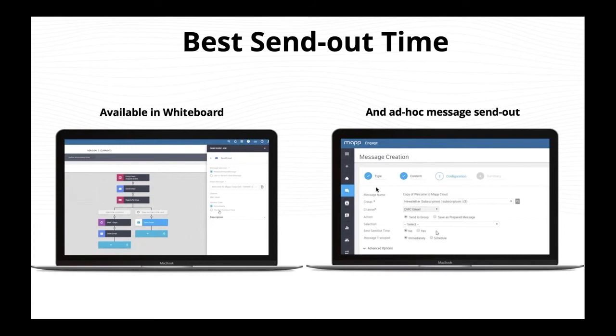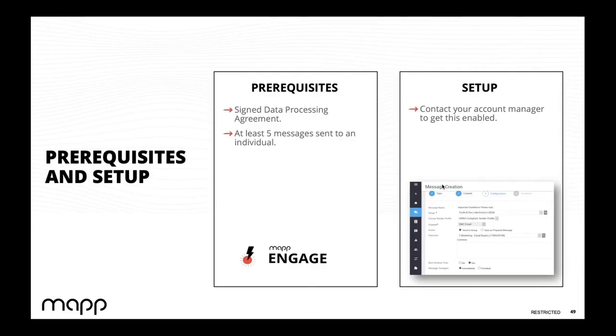Thanks, Rick. Yeah, best send out time, AI and everything. Those are the buzzwords flying around, and we are happy to be onboarding that train as well. And as you can see now, the best send out time is available for any type of send out in Mapp Engage, both within the whiteboard or when you are doing an ad hoc message send out using the classic methods of message composition, either uploading your HTML or drag and dropping content blocks that you have prepared previously in the content builder.